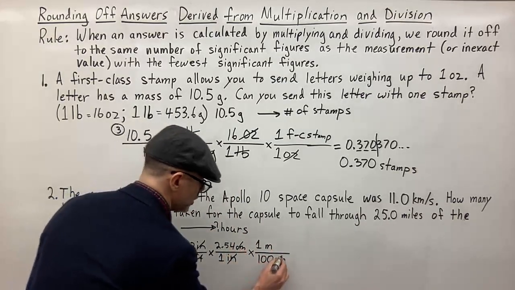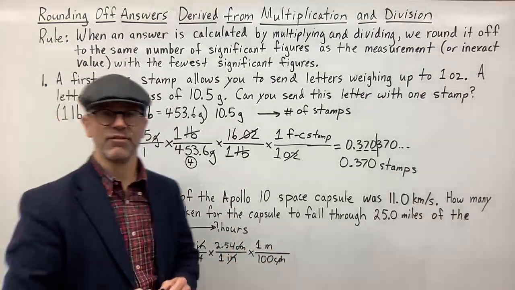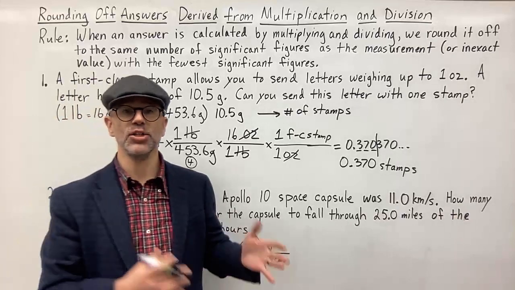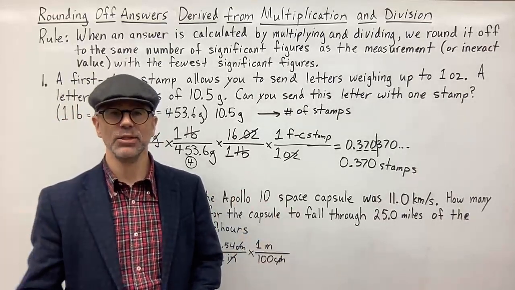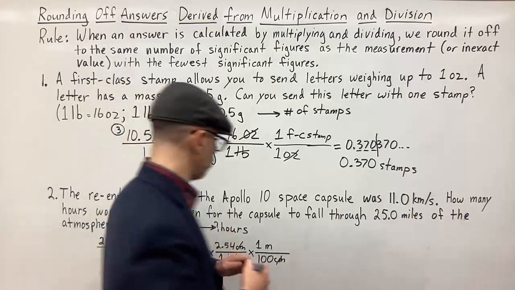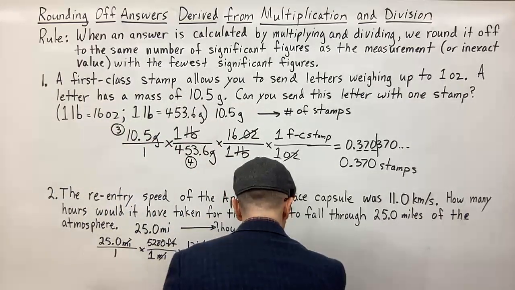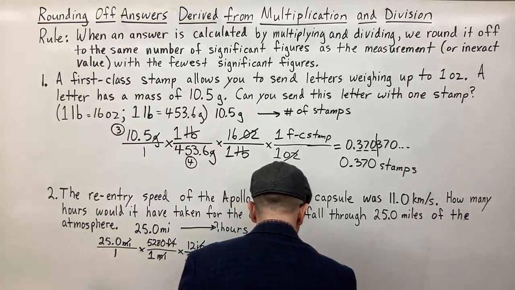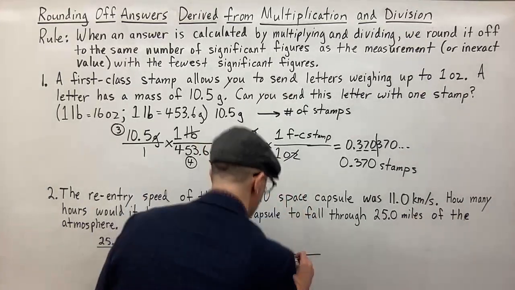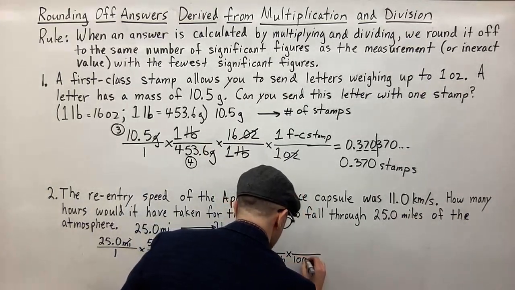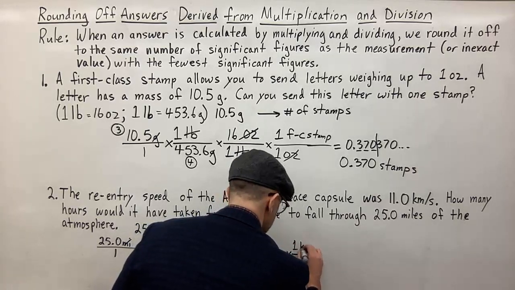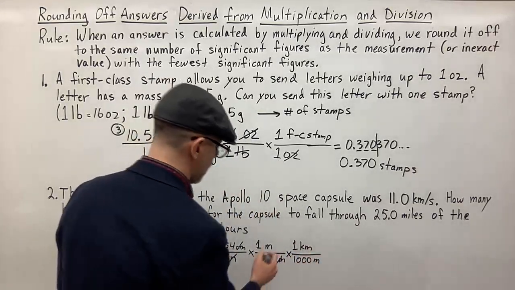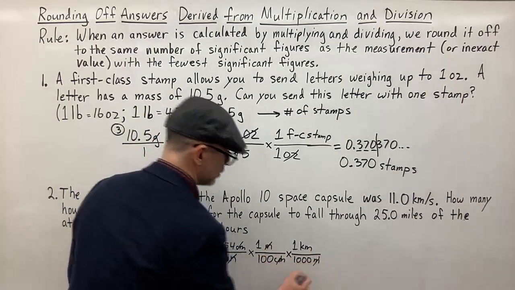So centimeters cancels out. Now that I have meters, I can convert meters to kilometers because I know 1 kilometer is equal to 1,000 meters. So we'll go ahead and do that conversion. So 1,000 meters is going to go on the bottom, and 1 kilometer on top. So now meters cancels out.